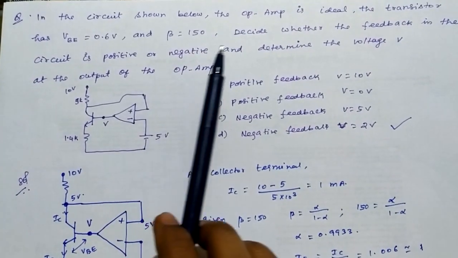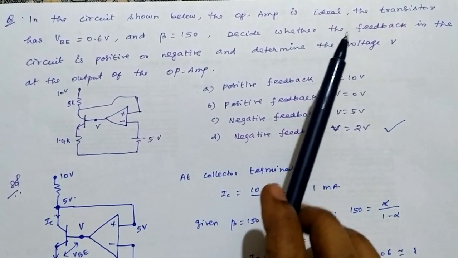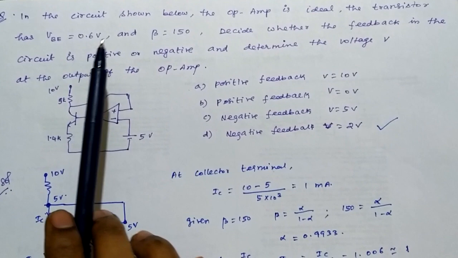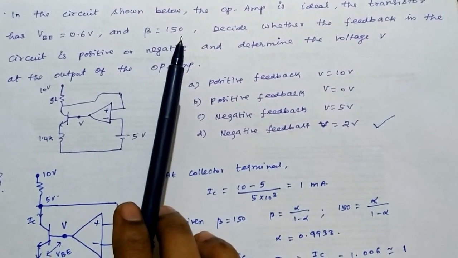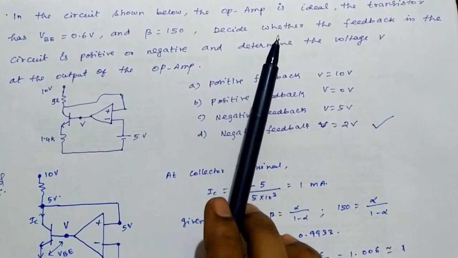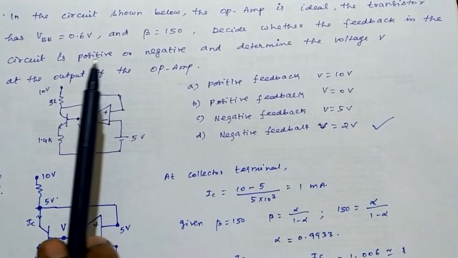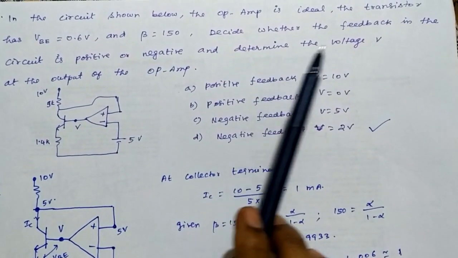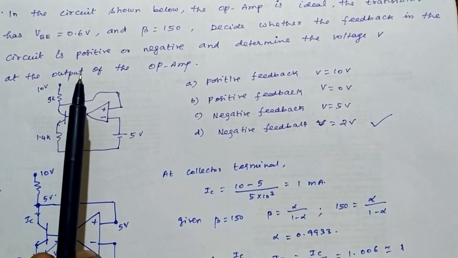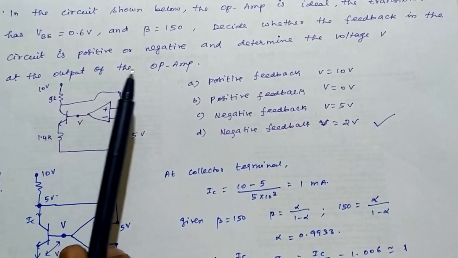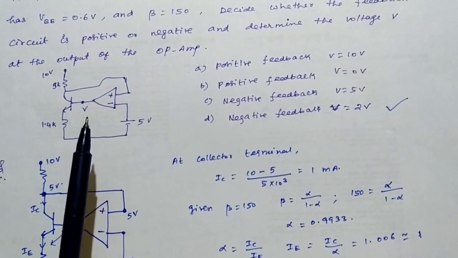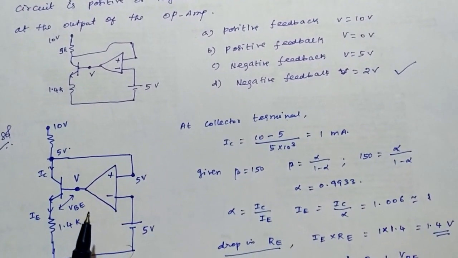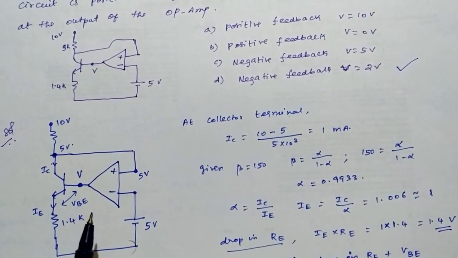In the circuit shown below, the op-amp is ideal. The transistor has base emitter voltage of 0.6 volt and the current gain, beta value, is 150. Decide whether the feedback is positive feedback or negative feedback. Also determine the voltage at the output terminal of the op-amp. So this is the circuit diagram given. This circuit diagram we have drawn once again here.